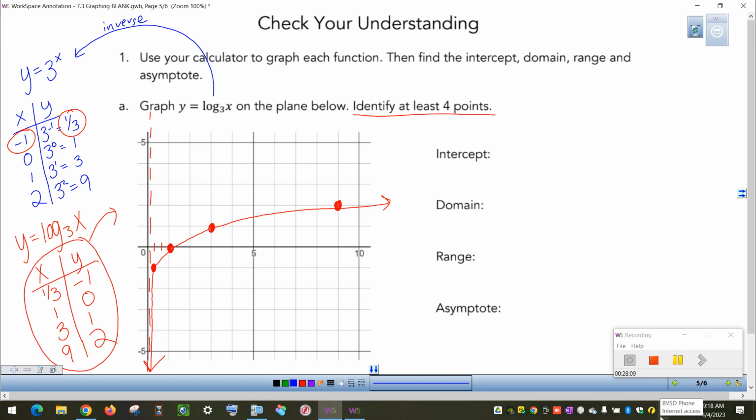Okay, so we had a little bit of help here on the graph. Take a moment here on your own. So using that graph, go ahead and fill in the 4 questions off to the side.